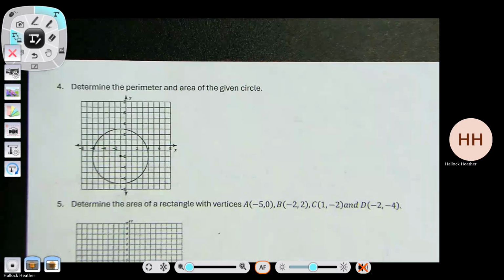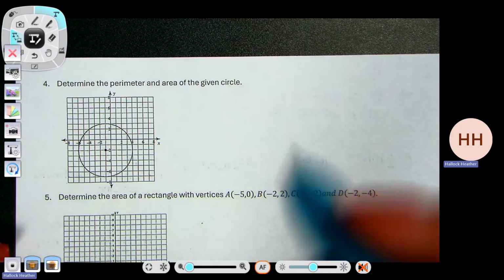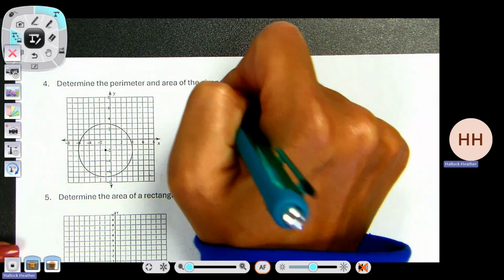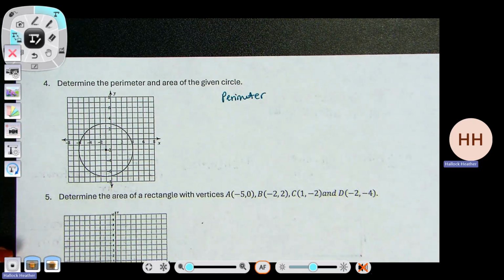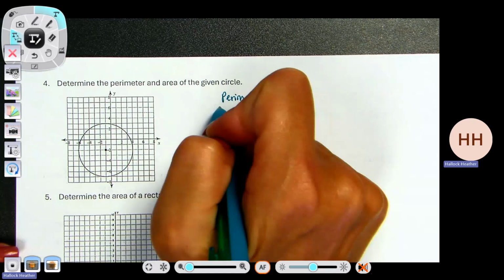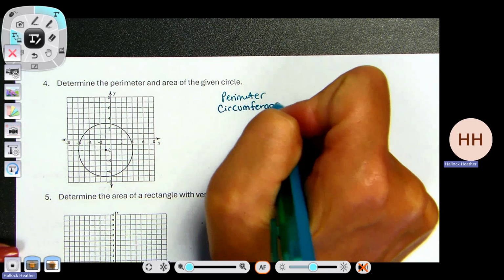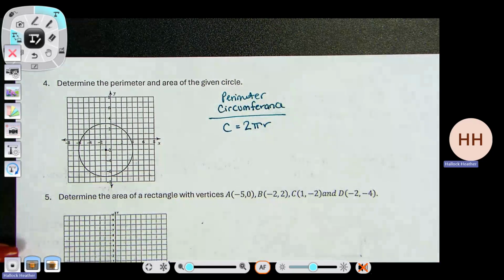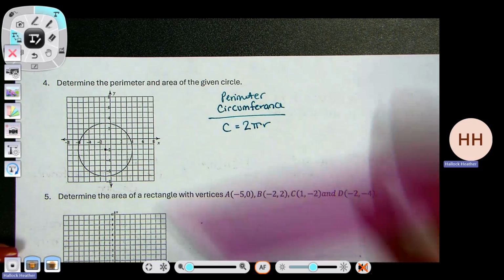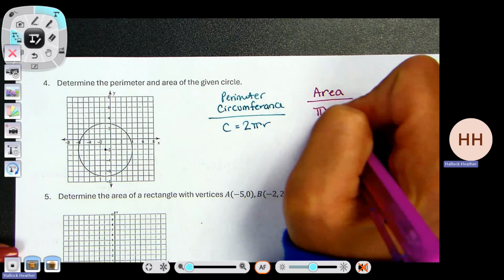Okay, last problem is a circle. Number 4 says determine the perimeter and the area of the circle. So if I'm going to find the perimeter of a circle, which sounds super silly because you can't add up the sides, what formula am I using? 2 pi r, because it's actually circumference. Circumference is 2 pi r. For area of a circle, what's my formula? Area is pi r squared.